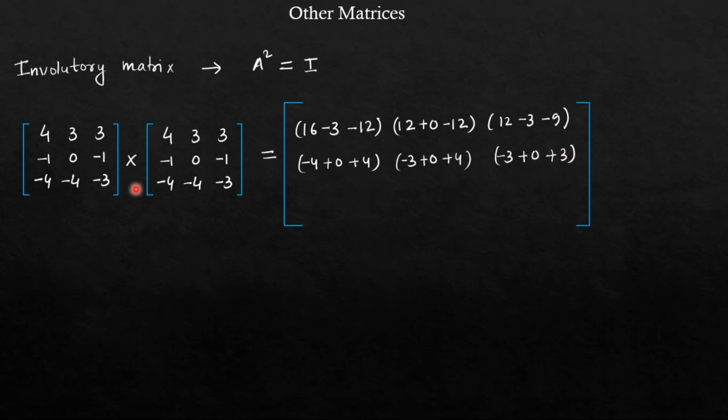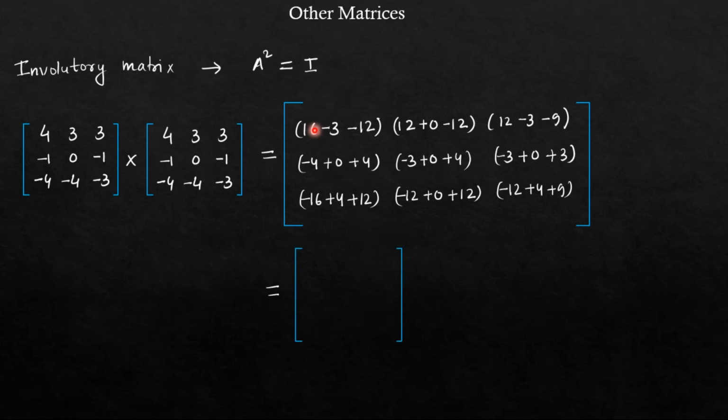In the same way, third row, first column, you will get minus 16 plus 4 plus 12. In the same way, third row, second column, you will get minus 12 plus 0 plus 12. Okay. In the same way, third row, third column, you will get minus 12 plus 4 plus 9. How? Minus 4 into 3, minus 12, minus 4 into minus 1, plus 4, minus 3 into minus 3, plus 9.